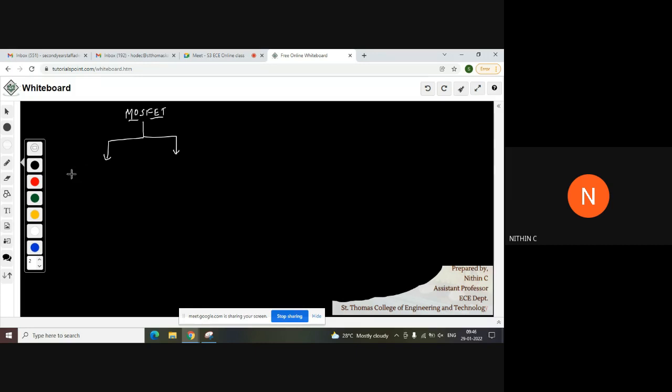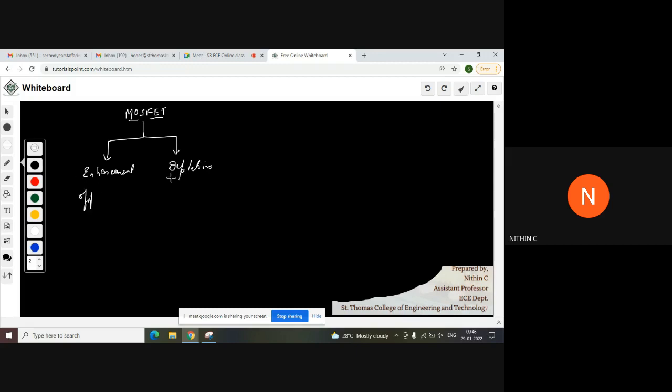Yes, one is enhancement. Everyone has to respond. Okay. One is enhancement. The other one is depletion MOSFET. Okay. What is the specialty of enhancement MOSFET? Enhancement MOSFET is initially that will be in the off state.